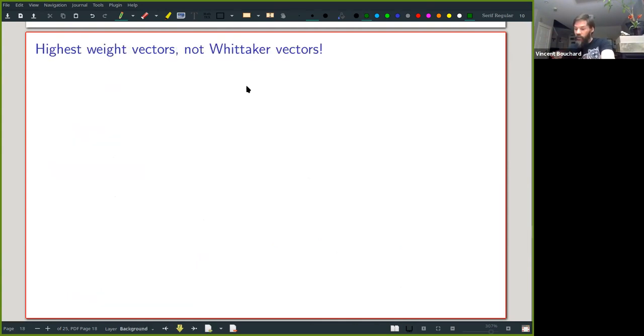Okay, but as was pointed out, this gives highest weight vectors, not Whittaker vectors. I have only maybe 5 minutes left, and I still have a lot of things to talk about. So let me try to summarize what I want to say. Highest weight vectors, not Whittaker vectors. How can we get Whittaker vectors from array structures? So far, we can't. We always get highest weight vectors.